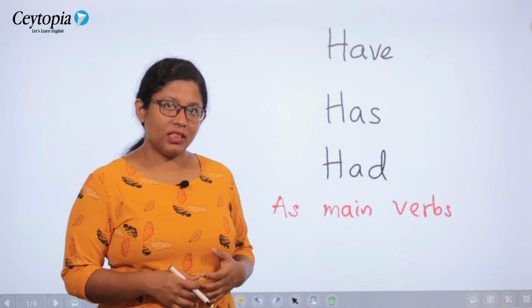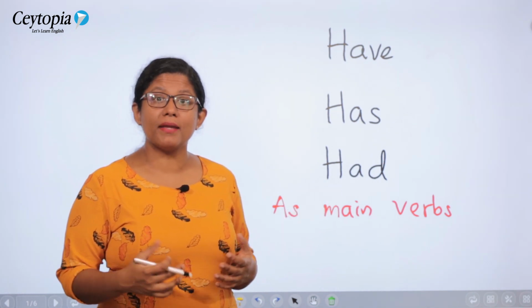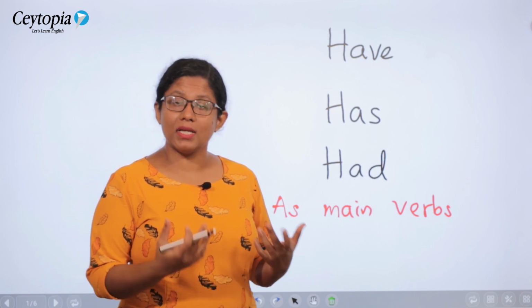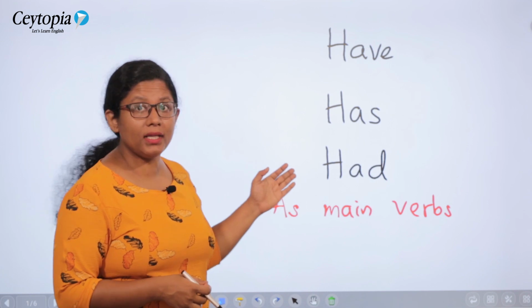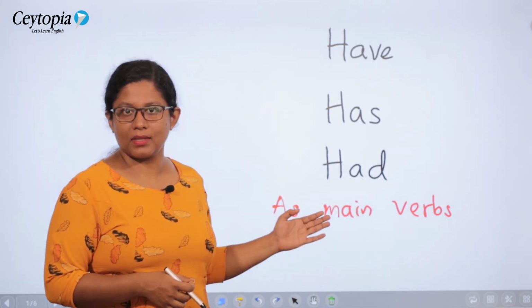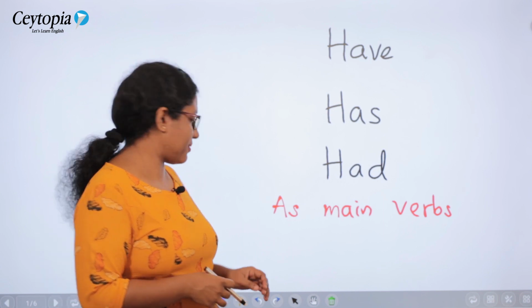In English, these verbs are known as primary auxiliaries, basic but important verbs. Today our focus is on how they are used in sentences as main verbs. Let's take a look at the grammar points.